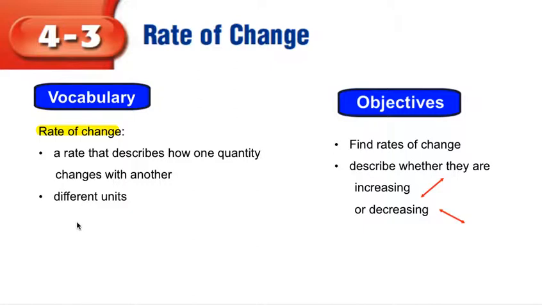Some examples that we've talked about with rates of change are miles per hour, miles per gallon when you're talking about your car, the amount of pay that you earn, dollars per hour, things like that. So our objectives for this lesson: we're going to be able to find rates of change, and we're going to describe those rates of change by telling whether they're increasing or decreasing, or whether they're staying constant and not changing at all.